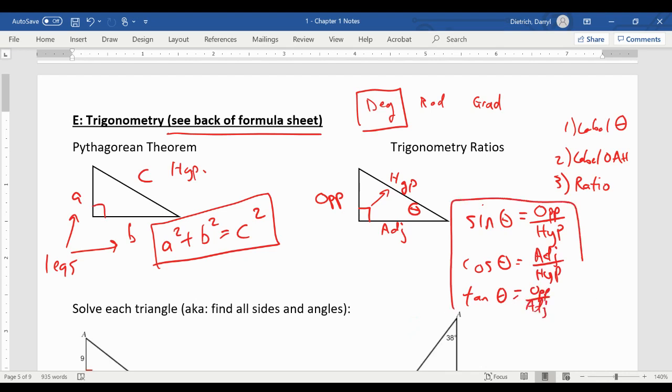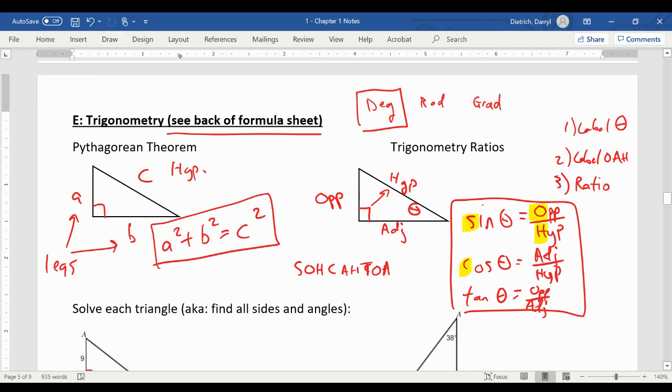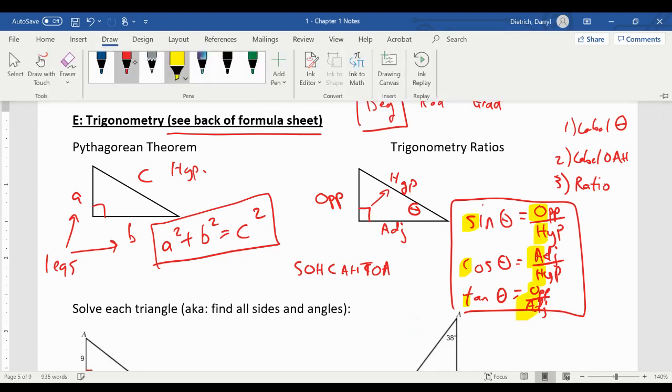Okay, so we've seen these before, and we like to remember them with the acronym SOHCAHTOA. That just references the first letters of our ratios and which sides they correspond to. Okay, SOHCAHTOA. So let's go put that into action and see what that looks like.